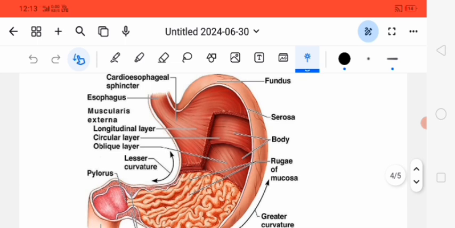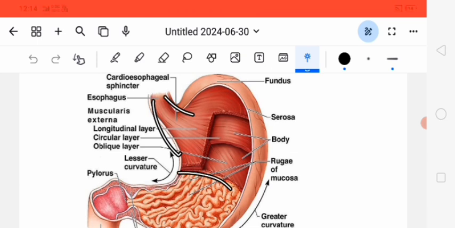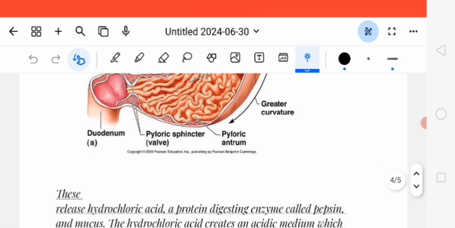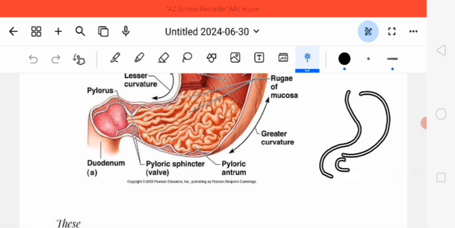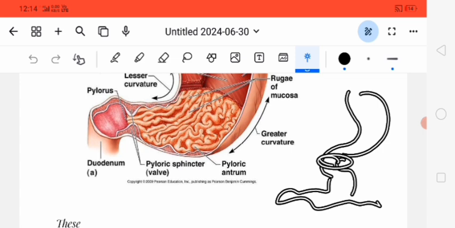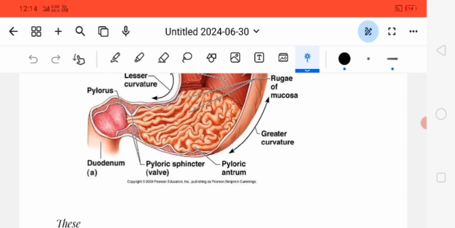And this is the diagram. Here you can see the cardioesophageal sphincter, and here the stomach. These are the rugae that will expand. If it is a stomach, then it has to go to the small intestine, right? Here also there is one sphincter that is called pyloric sphincter. The name comes from pyloric, meaning this part is called pyloric. This part is called fundus. So it is near that, so we have named it pyloric sphincter. Do you understand?